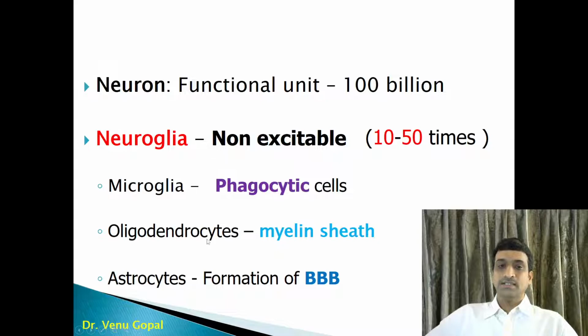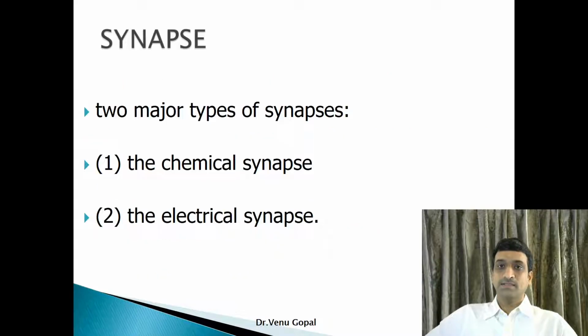Okay. Then the three categories you know very well. Microglia, they are phagocytic cells. Oligodendrocytes, they form the myelin sheath in the CNS, whereas the Schwann cell will do the same function in the periphery, but not in the CNS. Astrocytes, as we have discussed already in the CNS BLIP, that is, the foot processes of astrocytes will form the blood-brain barrier. Then one more random topic is synapse.